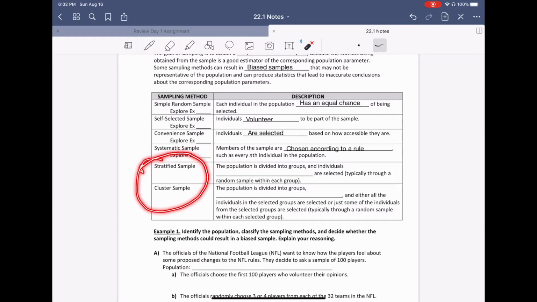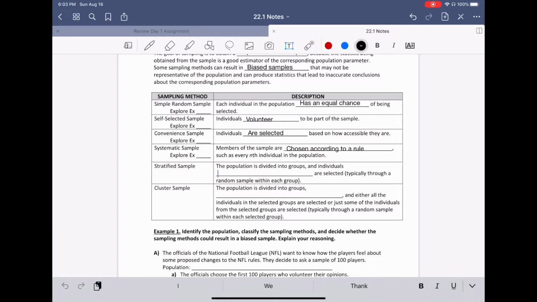When it comes to determining the difference between stratified and cluster samples, I think this is where most students tend to struggle because their definitions are very, very similar. So let's take a look at these. A stratified sample says the population is divided into groups and individuals from each group are selected, typically through a random sample within each group. In a cluster sample, the population is divided into groups, and either all the individuals in the selected groups are selected or just some of the individuals from the selected groups are selected.